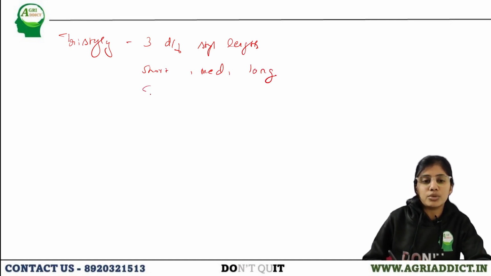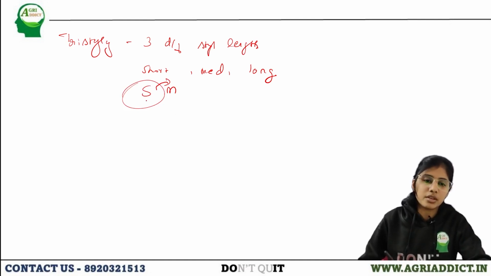So it is controlled by 2 genes, S and M. Usually S will be having a masking effect on the M. Wherever S is there, S will express. So let us see if it is a short plant.